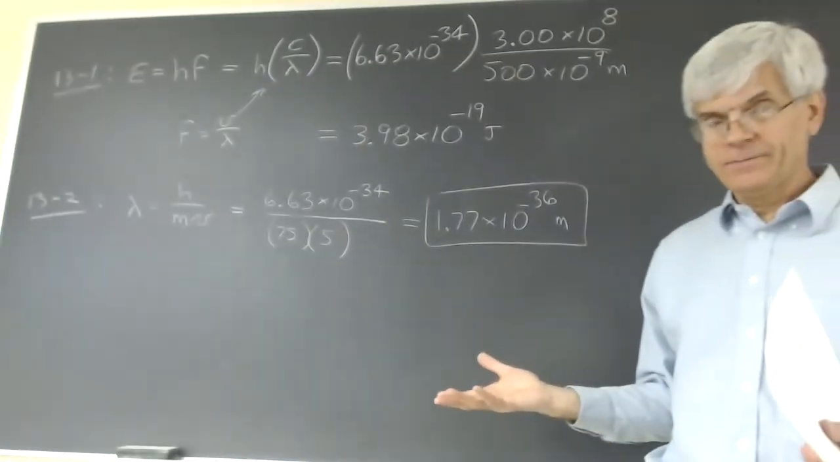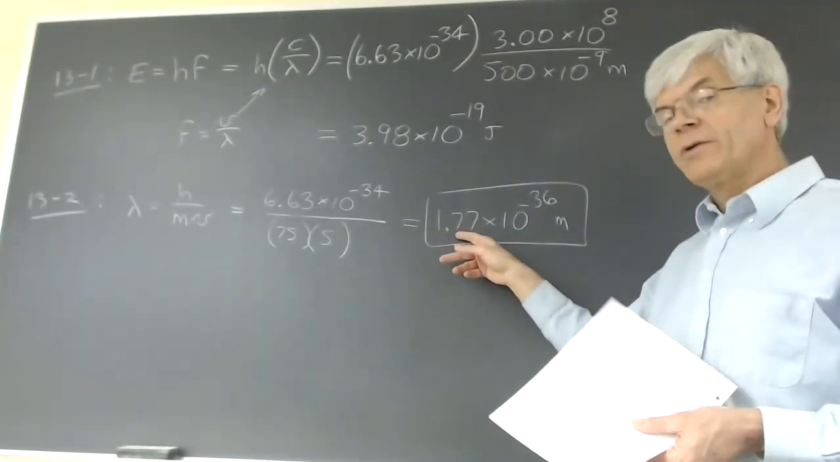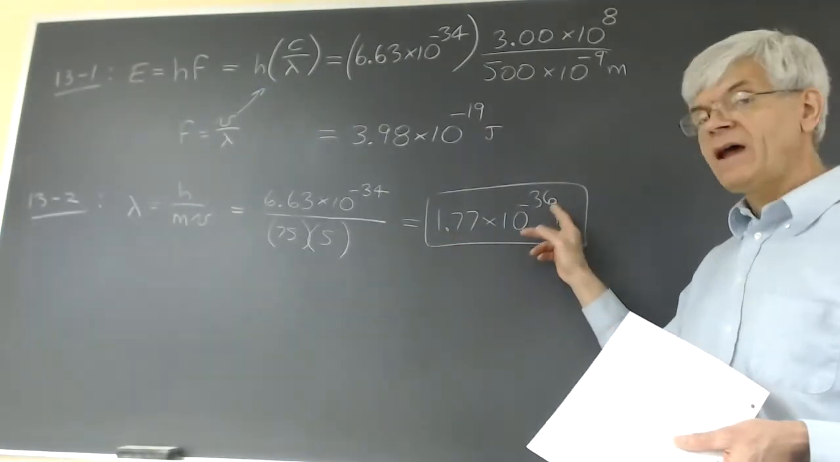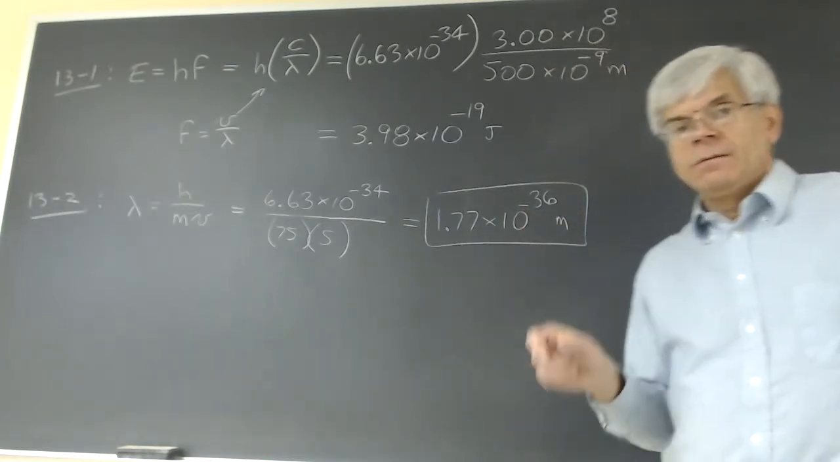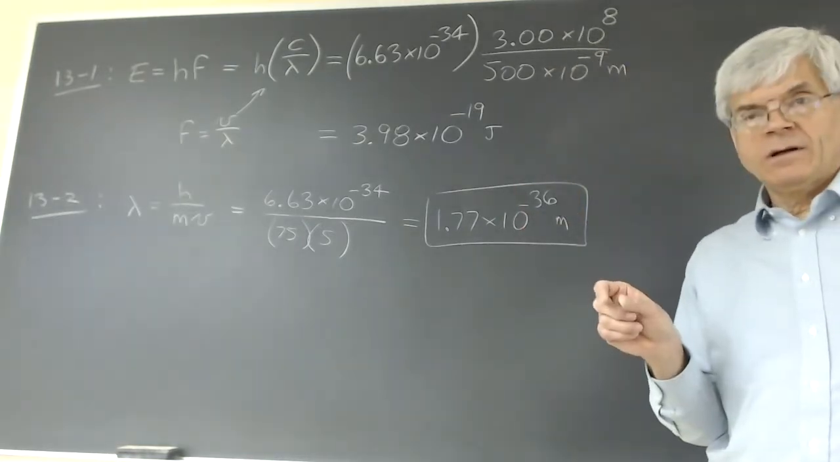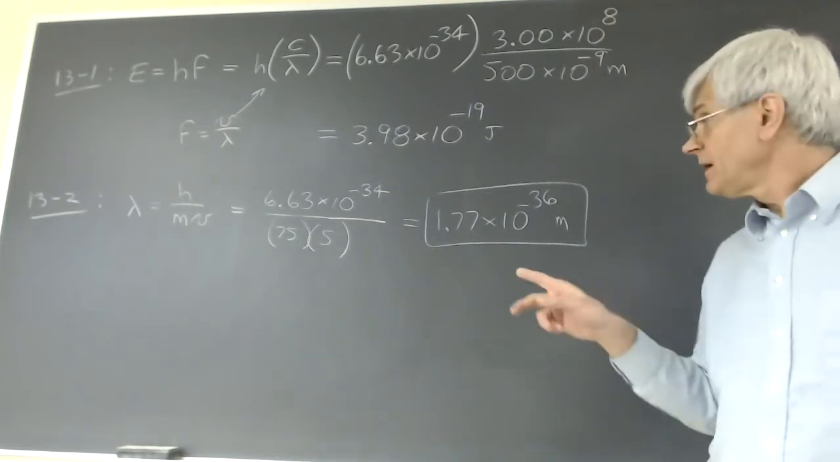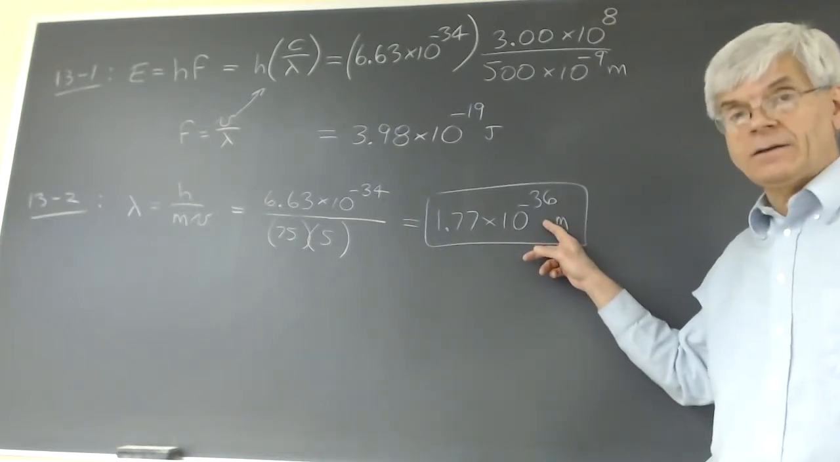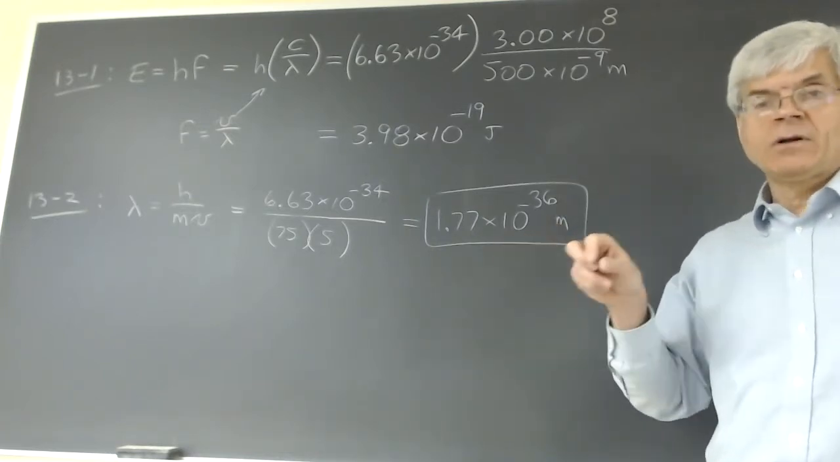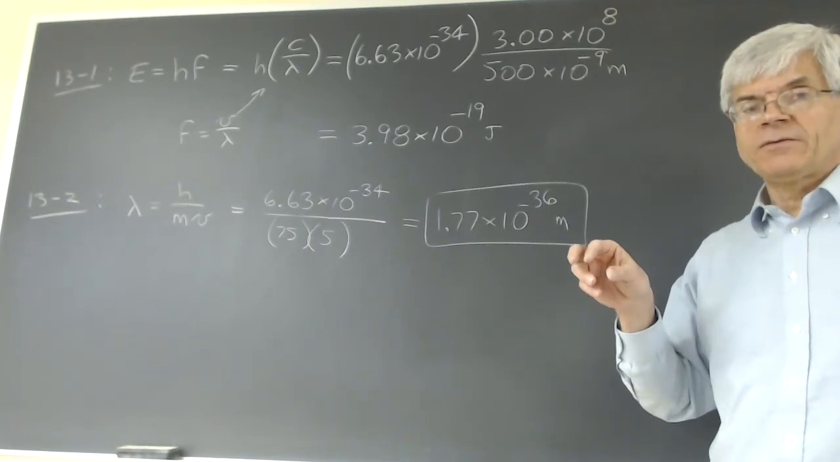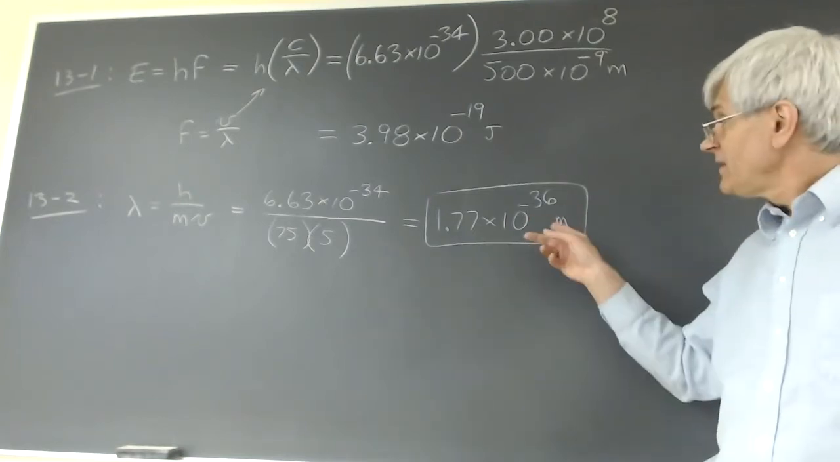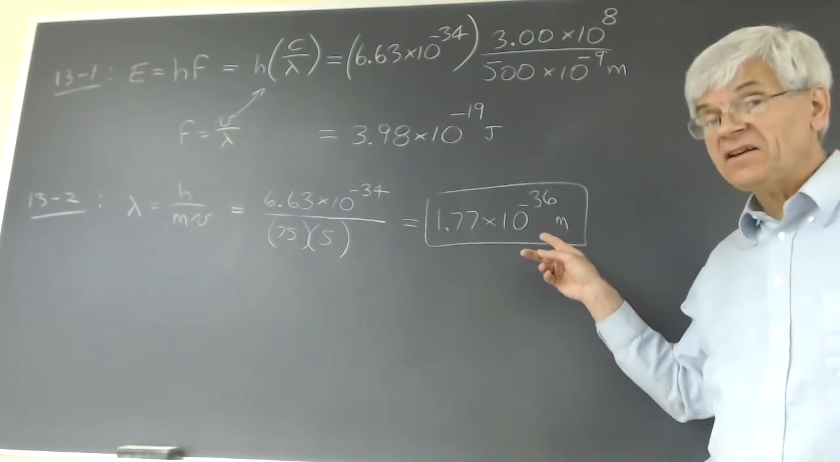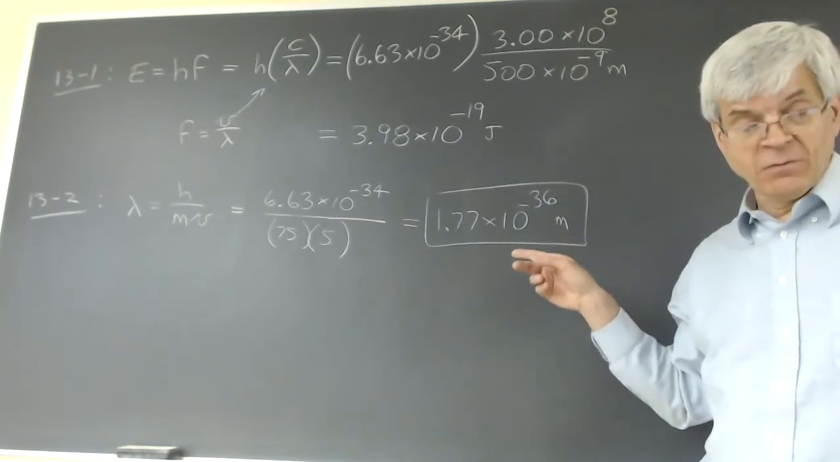For a comparison, never mind the 1.7 in front. It's the order of magnitude. How many zeros after the decimal? The diameter of an atom is around 10 to the minus 10 of a meter. The diameter of an atomic nucleus is around 10 to the minus 15 of a meter. 10 to the minus 36, that's seriously small.